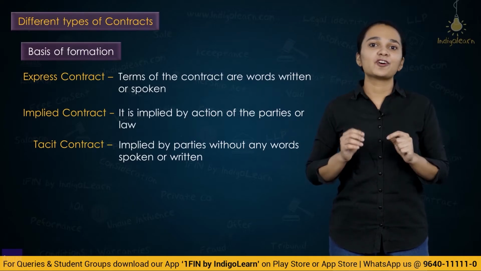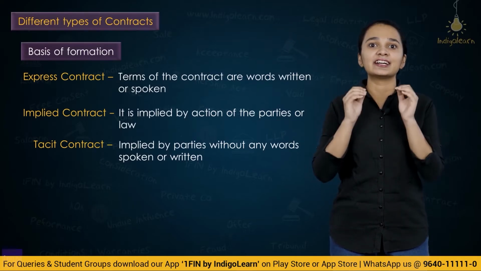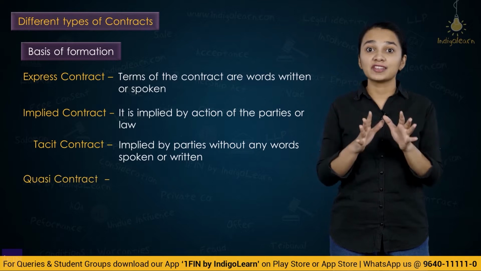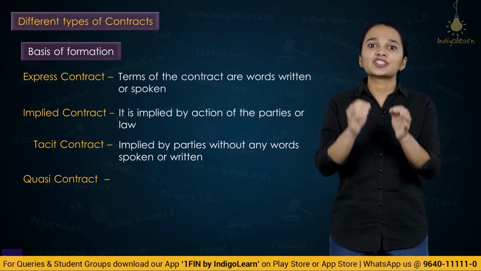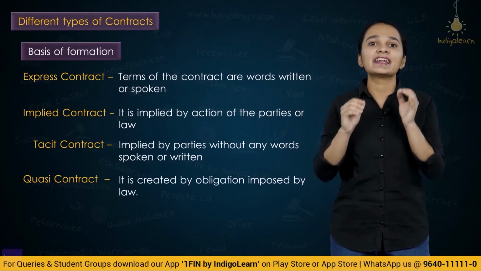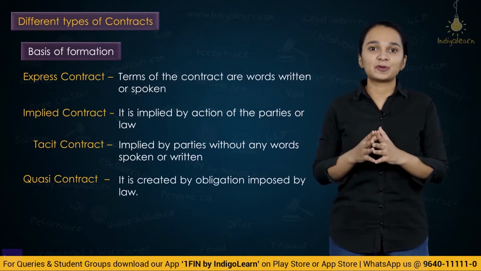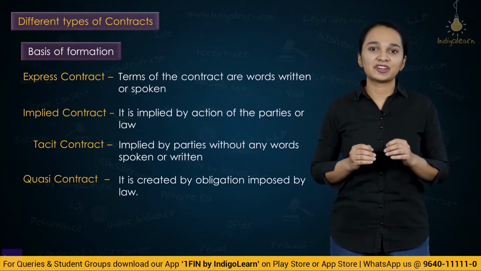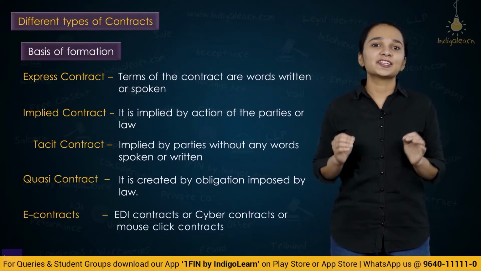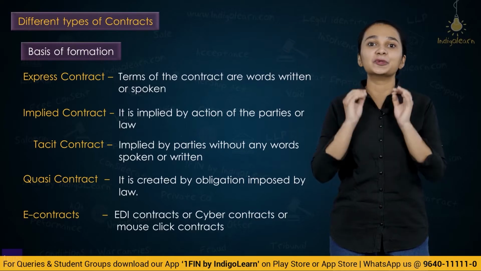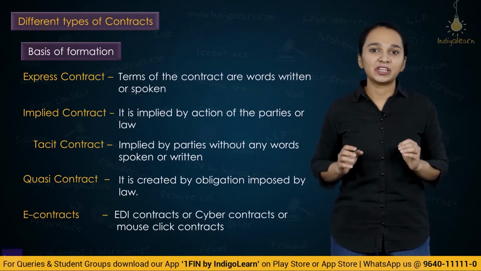The next type of contract which we have understood is a quasi-contract. So this is not actually a contract, but there is an obligation which is imposed by law, and that obligation which is imposed becomes a quasi-contract. And then we have understood what are e-contracts. So these are the contracts which are entered into using electronic means.